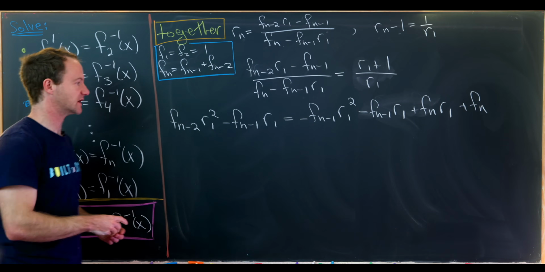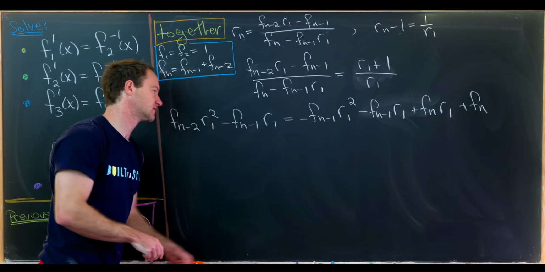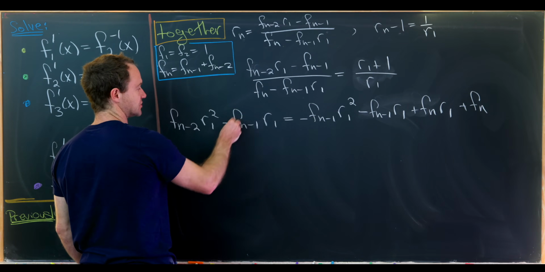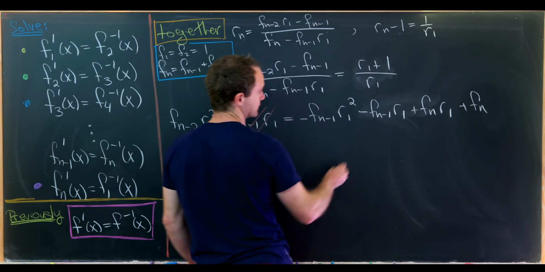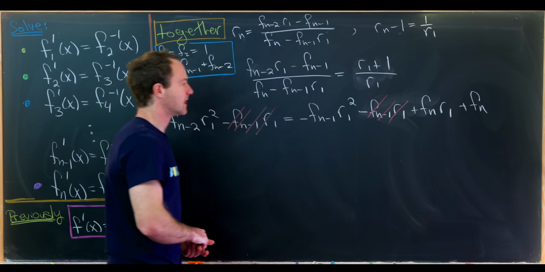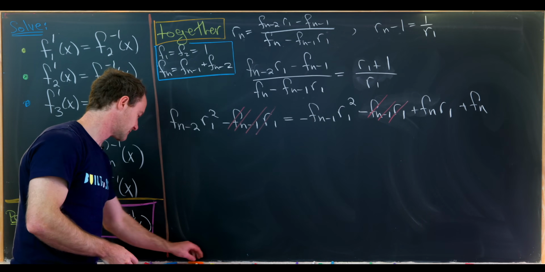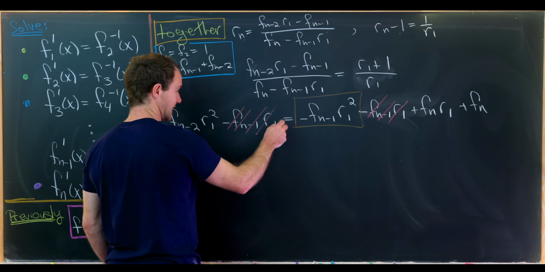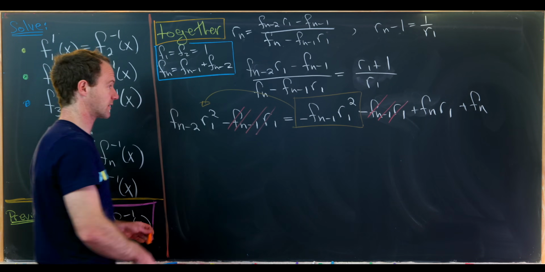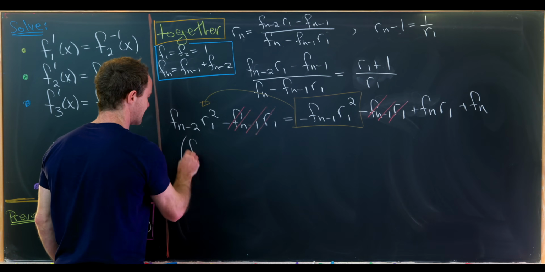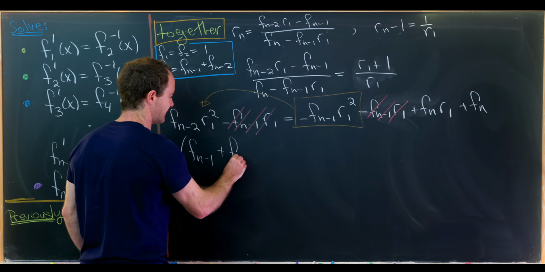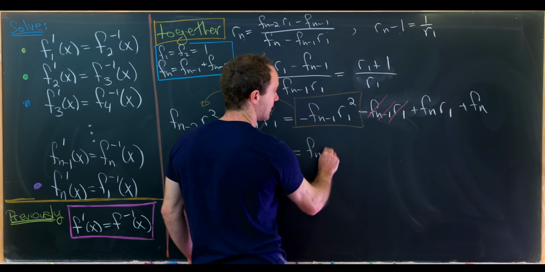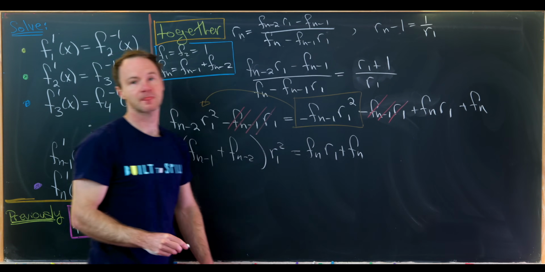Okay, so this is looking good. Now let's cancel some things. We have this minus Fn minus 1 R1 here, and on the other side of the equation. We can simplify those. Okay, that's good. Then we can start moving some things around. So in fact, what I'd like to do is take this term, this minus Fn minus 1 R1 squared, and move it over here. And that'll leave us with Fn minus 1 plus Fn minus 2 times R1 squared equals Fn R1 plus Fn. Great.